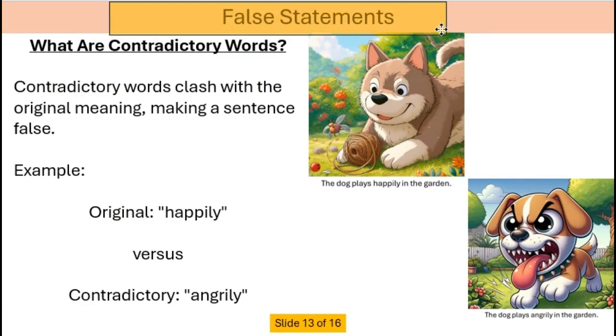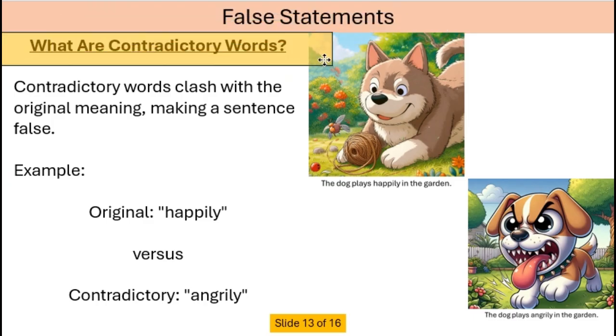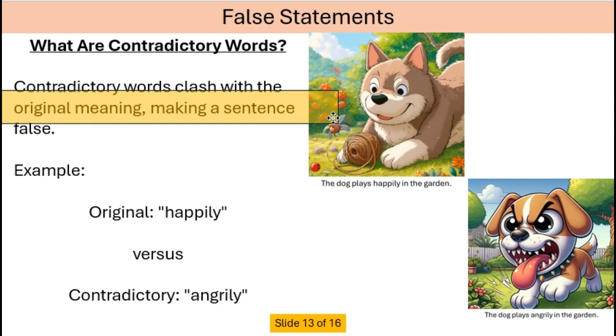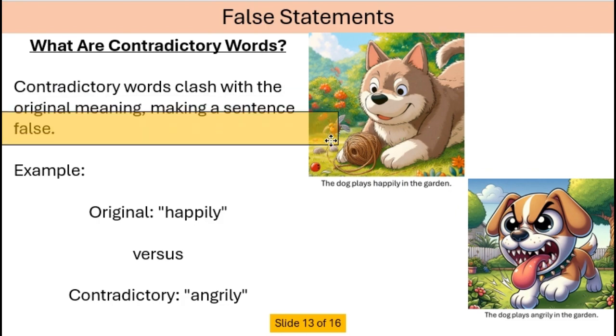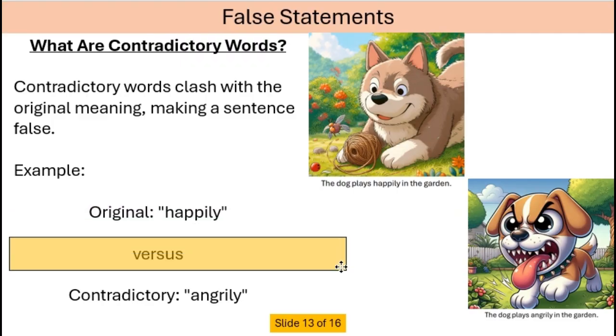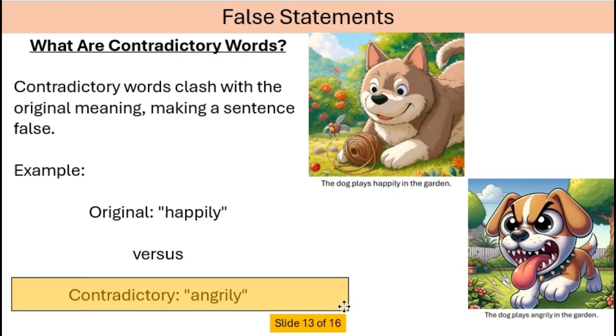Now, let us learn how to identify false statements. What are contradictory words? Contradictory words clash with the original meaning, making a sentence false. For example, the original word happily versus the contradictory word angrily.